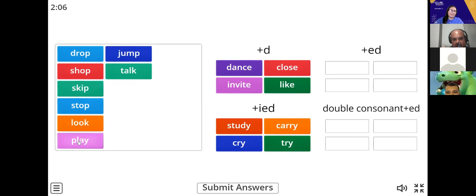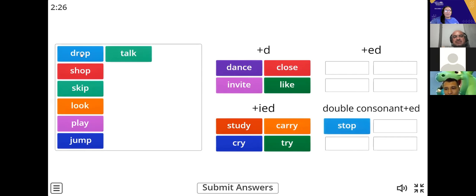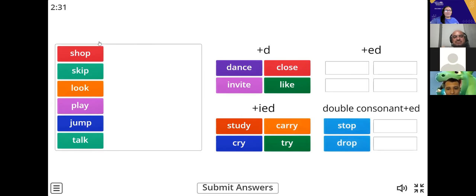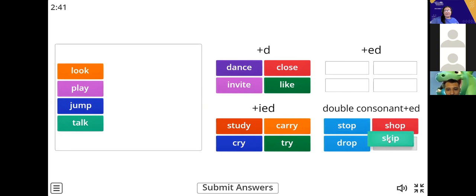Consonante. Okay. Yes, tiene que ser una Y, pero antes de la Y tiene que haber una consonante. ¿Cuáles creen que se dobla la última consonante antes de agregar el ed? Stop, keep, drop, shop, skip.